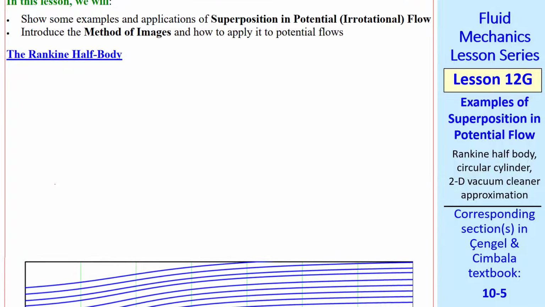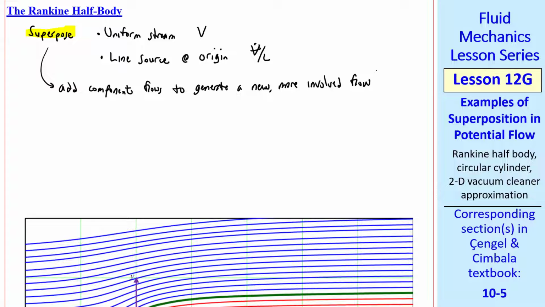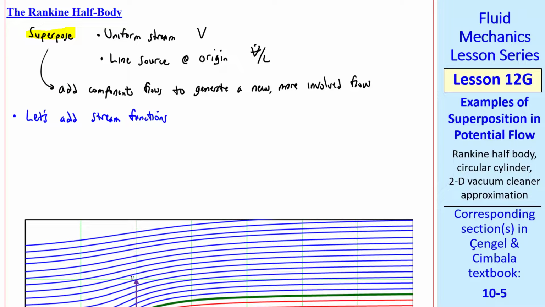We start with a flow called the Rankine half-body, where we superpose a uniform stream with speed V and a line source at the origin of strength V dot over L. Remember that superposition involves adding up stream function or velocity potential. In other words, we add component flows to generate a new, more involved flow. Note that we could add either velocity potential functions or stream functions. I chose to add stream functions.